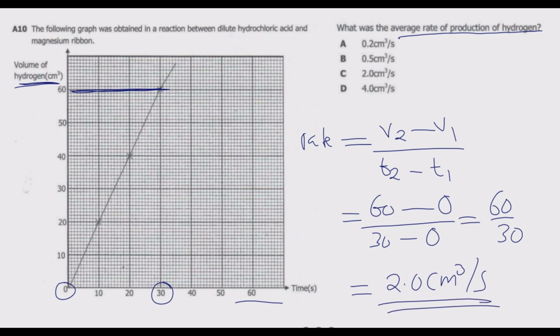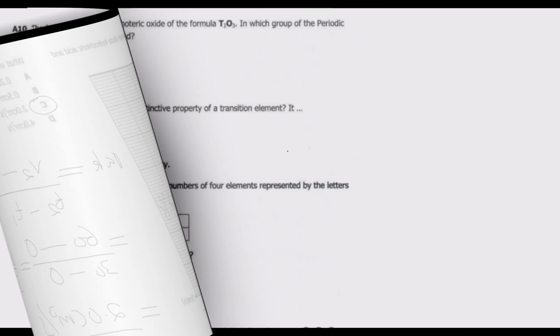So this is the rate of production, which is the same as the slope of this curve, which is the difference here. We notice it is 20 over the change, which is 10. 20 divided by 10 still gives us 2 centimeter cubed per second, which, if you look at the options, you discover that C is the correct answer. So this is how you get this question.